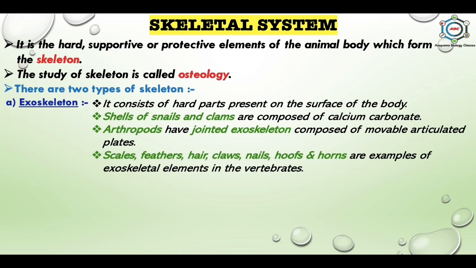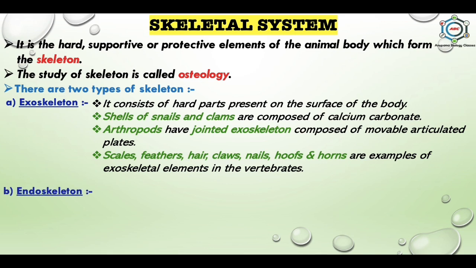It consists of hard parts present on the surface of the body, like the shells of snails and clams, which are composed of calcium carbonate. Arthropods have a jointed exoskeleton composed of movable articulated plates. Plates are made up of cuticle, which is chitin, and chitin is a type of carbohydrate. Scales, feathers, hair, claws, nails, hoofs, and horns are examples of exoskeleton elements in vertebrates.